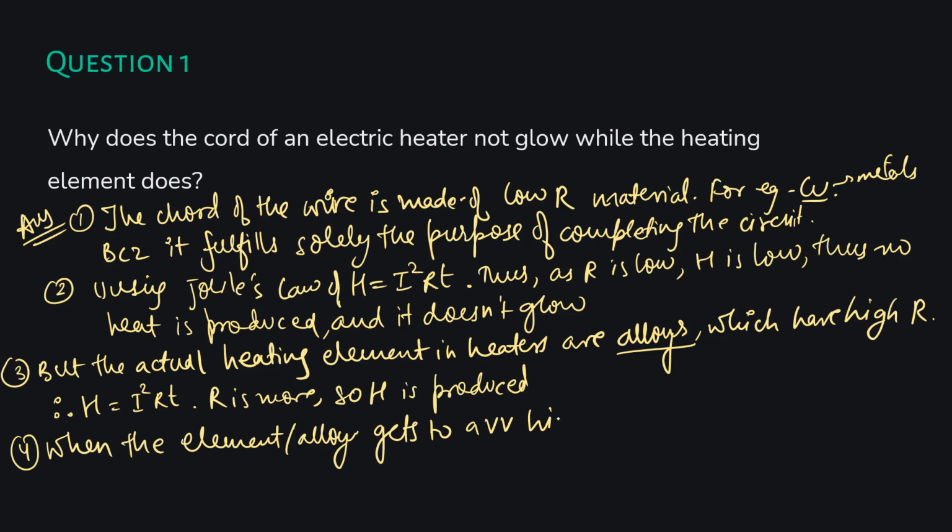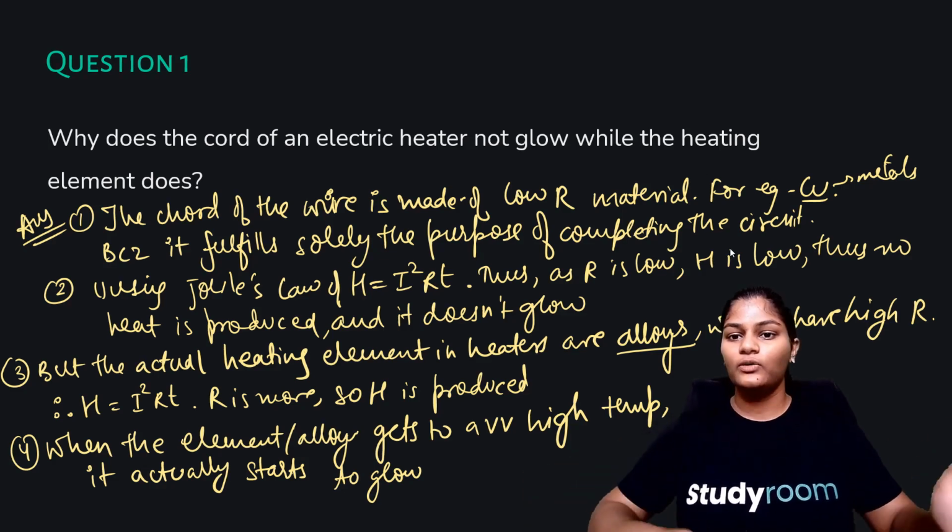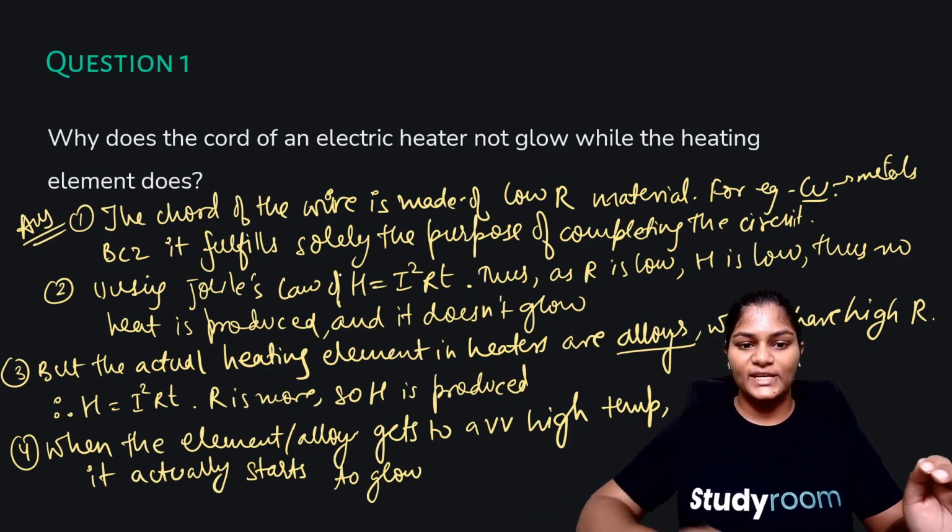That heating element in the heater, which is an alloy, because it has very high resistance, so using Joule's law of heating, it has very high heat. So it gets to a very high temperature, and that is why it starts to glow. But the cord is actually a conducting material, so it does not have high resistance, it does not get heated up and doesn't glow. Okay? Okay, so I hope that is clear now. Now we're moving on to the next question.